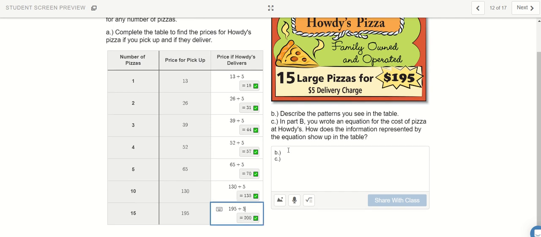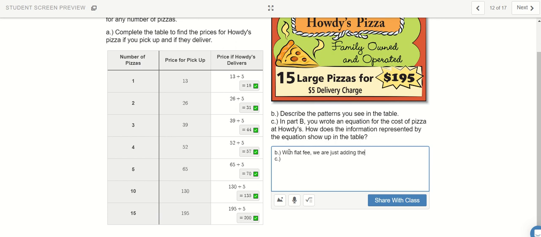So what pattern do we notice? With the flat fee, we are just adding plus 5 to the column.